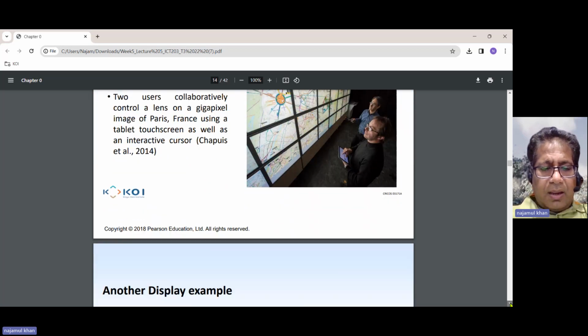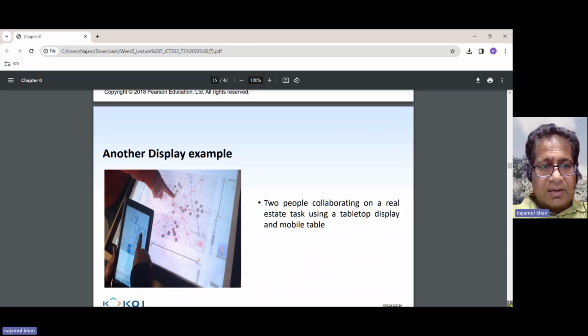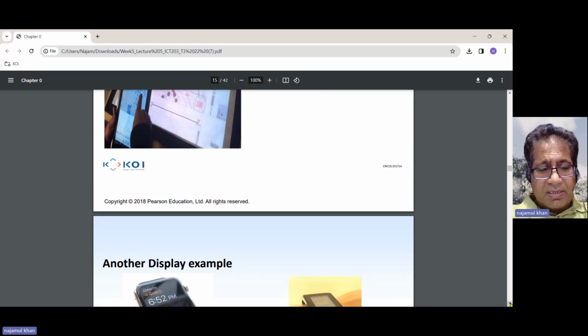Okay, apart from that, guys, we are looking at another display. Two people are collaborating on a real estate task using a tabletop display and a mobile tablet. Now there's no shortage of different types of displays in the world, with people using whatever technology they want to use. These displays are available for different purposes. So this is basically the purpose of these displays.